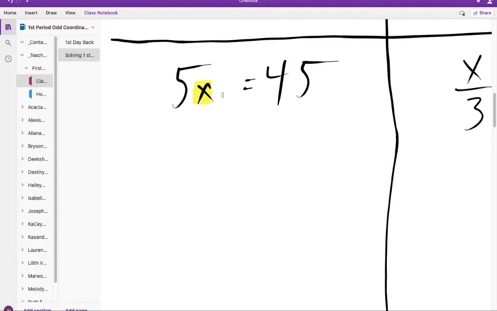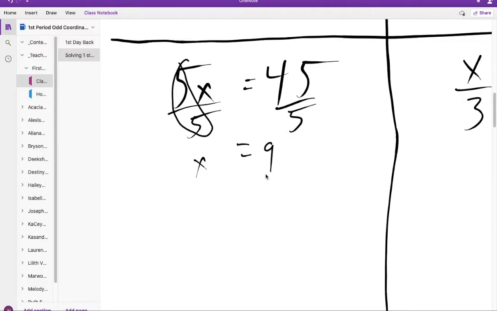I want to divide some number on both sides. So the number I'm going to divide on both sides is going to be 5. And the reason why this works is 5 divided by 5 is equal to 1, and that's 1x. So I got rid of this coefficient, this number that's being multiplied to x, because 1 times anything is still that same number. So that doesn't really matter. So this 45 divided by 5 gives me 9.